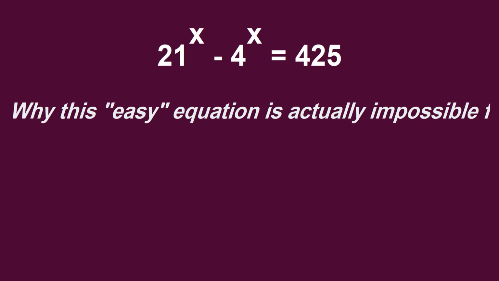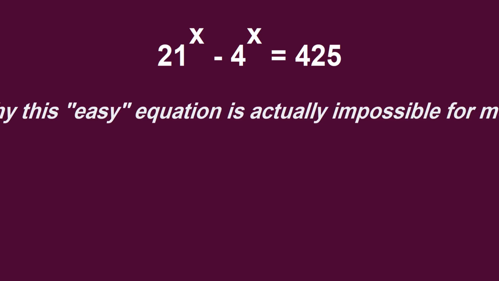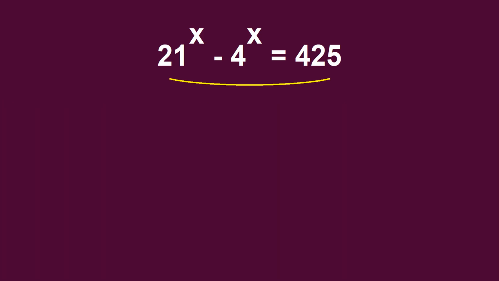In this posted video, we have this problem: 21 to the power x minus 4 to the power x equals 425, and we wanted to get the value of x. The problem might look difficult, but it becomes easier if you break down the number 425 into two numbers such as 25 times 17.